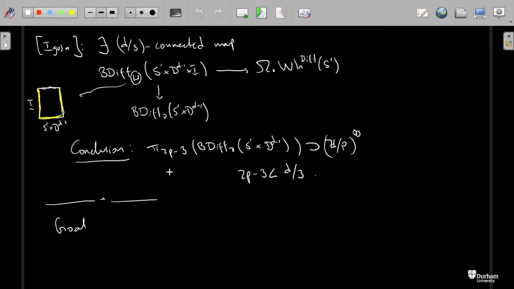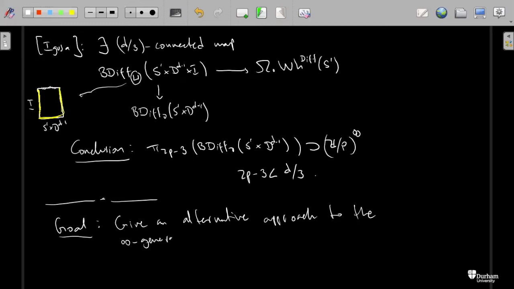Well, we do agree that what I just presented is not very geometric, and my goal is to provide another approach. So, to give an alternative approach to the infinite generation in pi k.